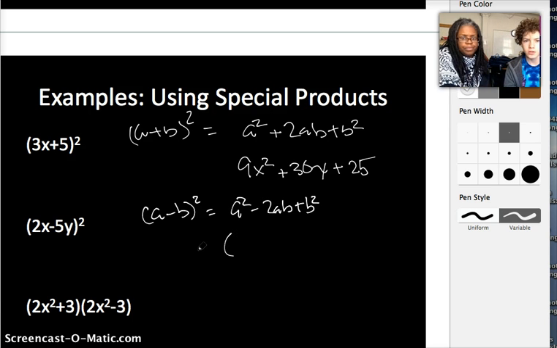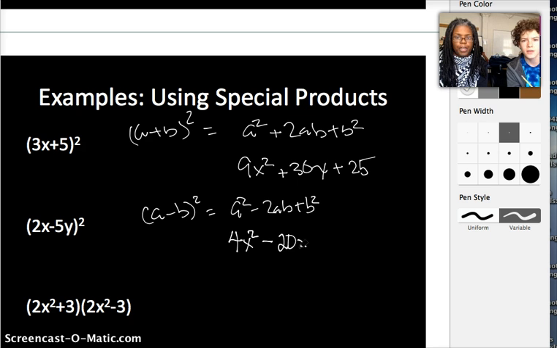So help me out. Help me use that form to answer this question. Okay, so 2x squared is 4x squared, I guess. Yes, it is. And then subtract the AB, so negative 10xy, multiply that by 2, so negative 20xy. Good. Very good. And plus B squared, which is 25.